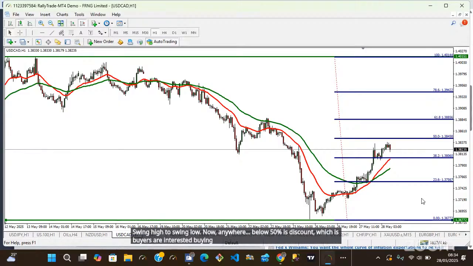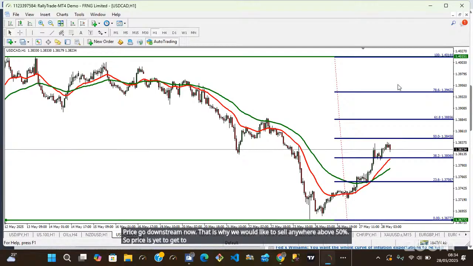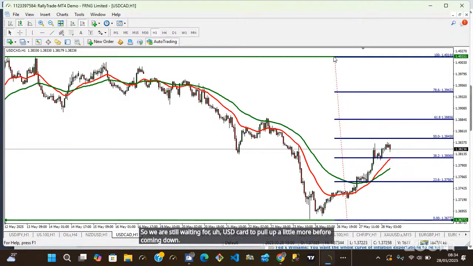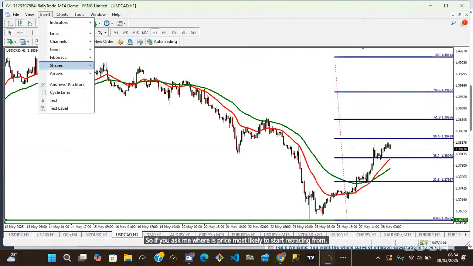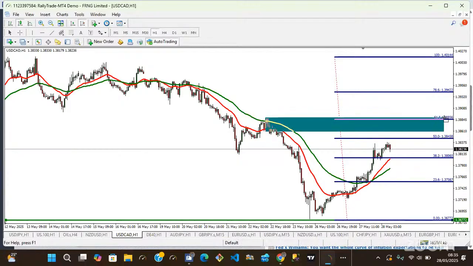But because we want to sell, price should become a downtrend now. That is why we would like to sell anywhere above 50%. So price is yet to get to 50% and above. So we are still waiting for USD CAD to pull up a little more before coming down. If you ask me where price is most likely to start retracing from, I would say from this level right here.